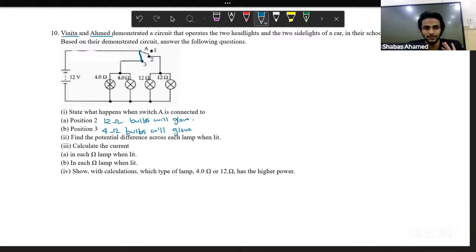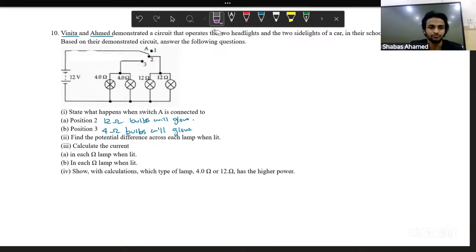So if it is connected to the position 3, the 4 ohm bulbs will glow. If it is connected to the position 2, this 12 ohm will glow. But this 4 ohm will not glow if it is connected to the position 2. What if they are connected to the position A? Nothing will glow, right? Nothing will glow.